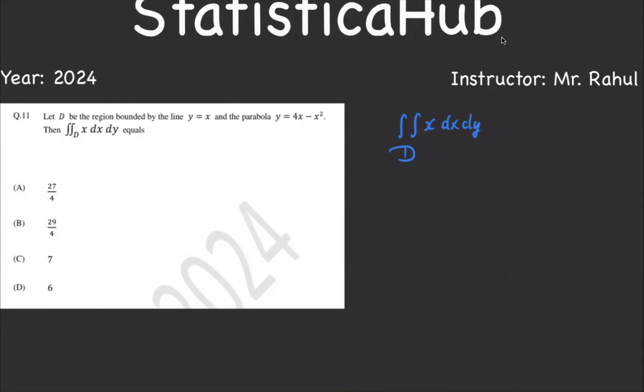Now, the region D will be calculated using the equations that are given in the problem. We are given the equation y equal to x and the other equation y equal to 4x minus x square. If somebody wants to see what the area bounded by these two curves will be, you can simply see this is the equation of a parabola, and this is the equation of a line.